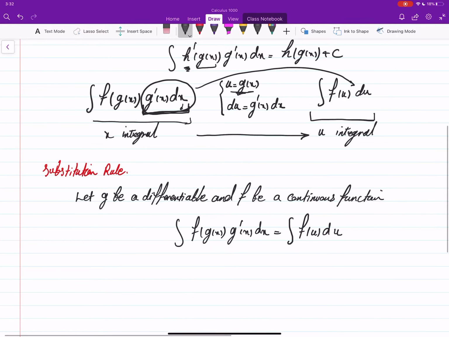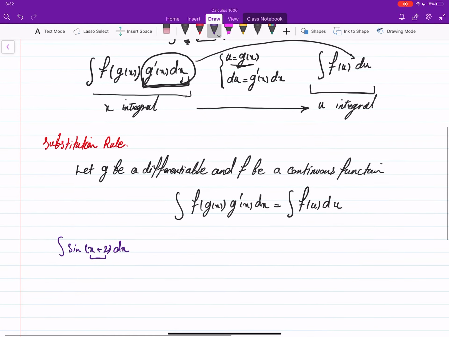For example, take the sine of x plus 2 that we started with. There is this function inside the sine, so I will take that as my u, u equal to x plus 2. Then I have to find the relation between du and dx. It is given by du equal to the derivative of that function times dx. In other words, du is equal to dx. In this example, du and dx are the same thing.